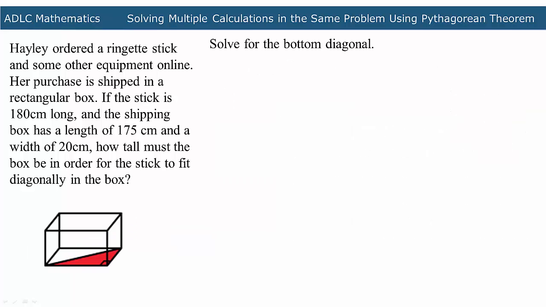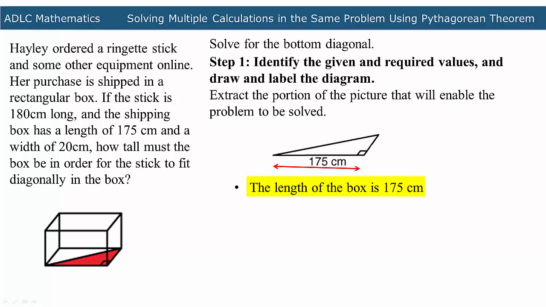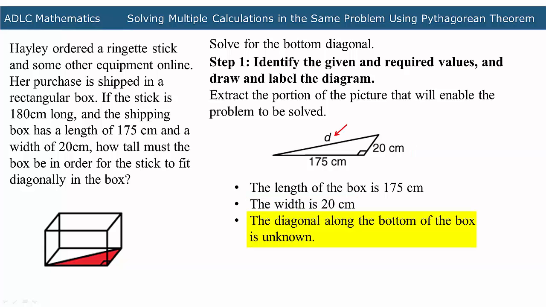First, solve for the bottom diagonal. Identify the given and required values and draw and label the diagram. Extract the portion of the picture that will enable the problem to be solved. The length of the box is 175 centimeters. The width is 20 centimeters. The diagonal along the bottom of the box is unknown.